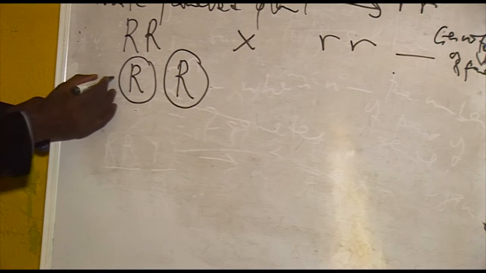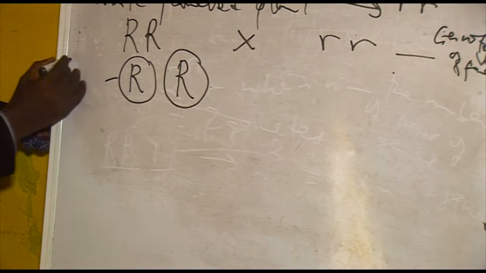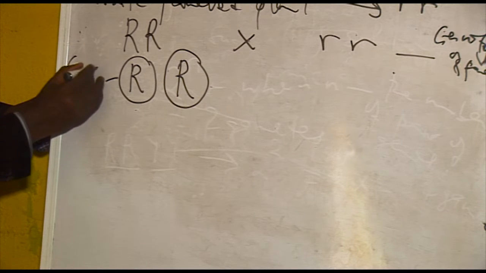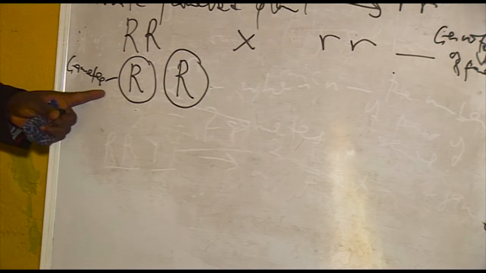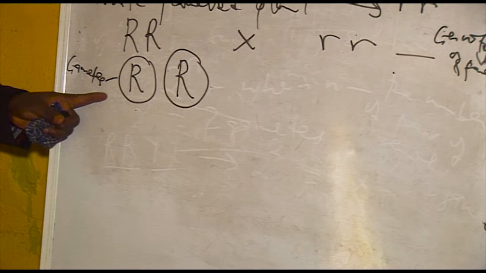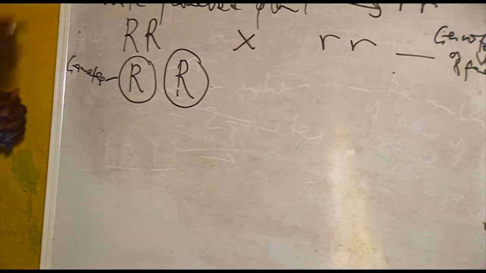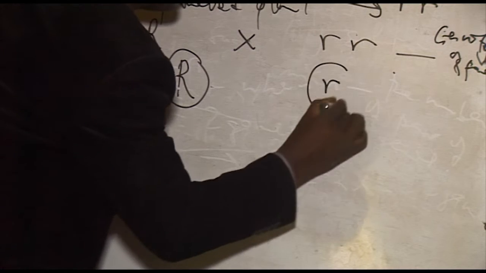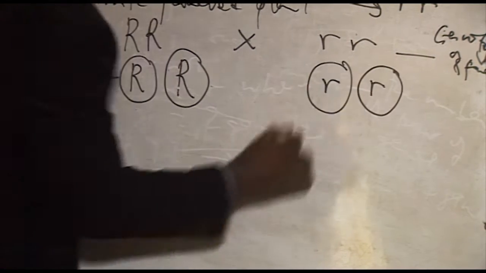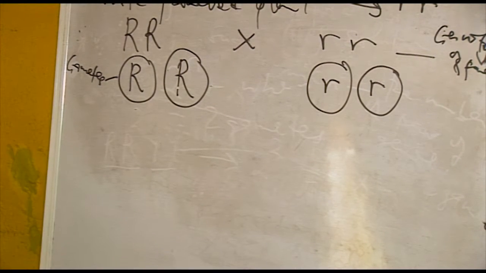So you can see now that this one that I circle now, these 2 represent what? Gametes. It is possible they can draw the chart and ask you to identify gametes. So the one that is circled represents gametes. So this also will go to another gamete. This one will go to another gamete. I believe you are following now.